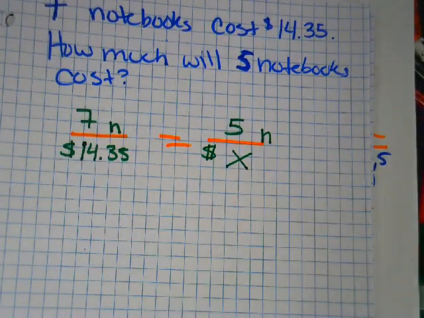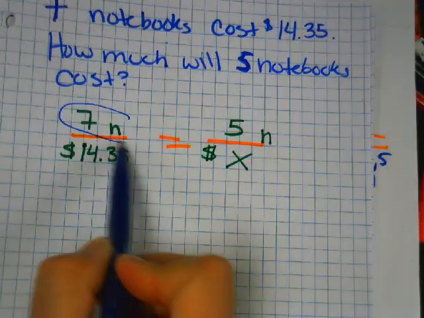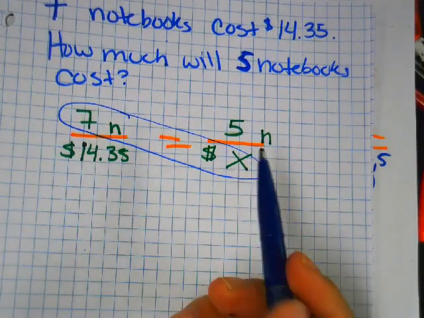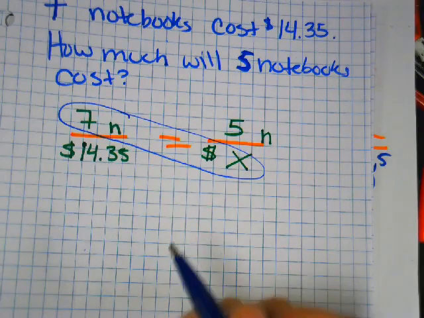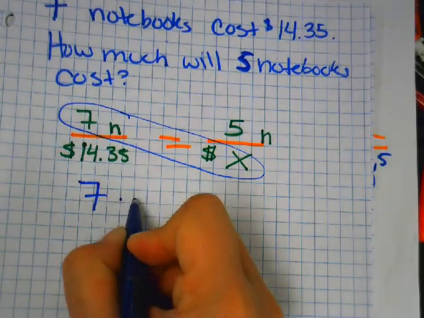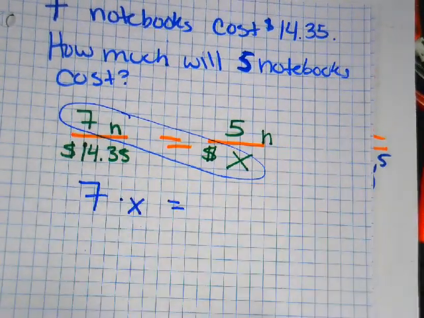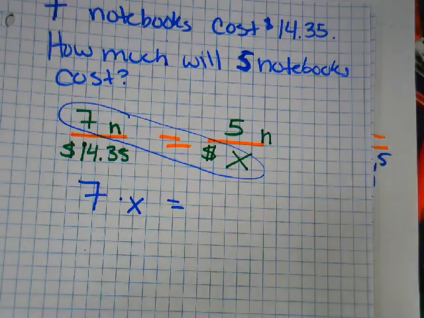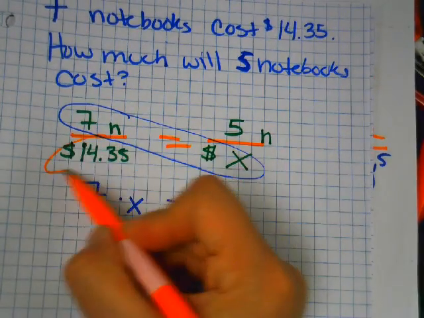So how am I going to solve this? Butterfly method. So let me circle this. What's in this circle? 7 times? Very good. Equals. Now I'm going to do my second circle in a different color. What's in this circle?